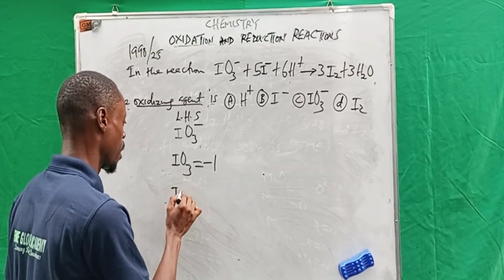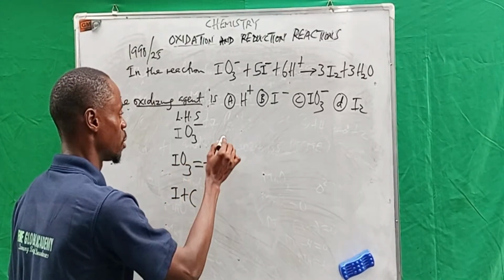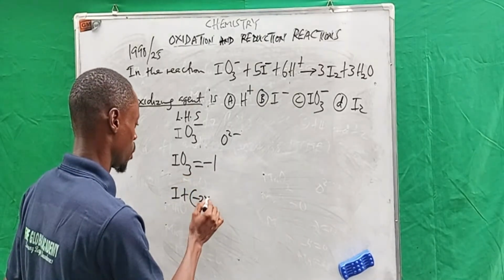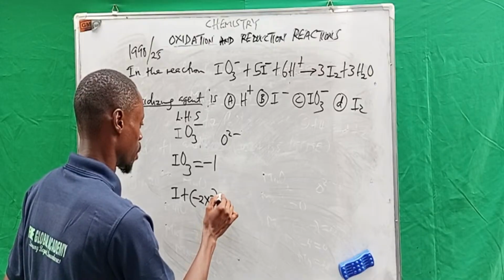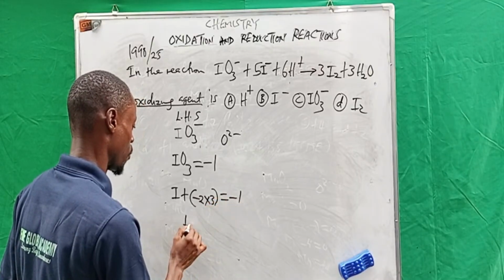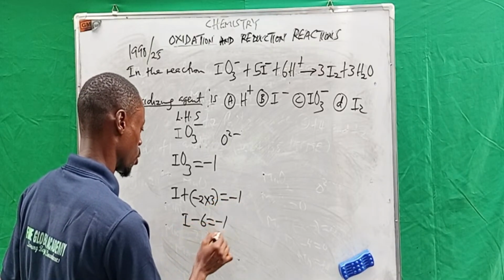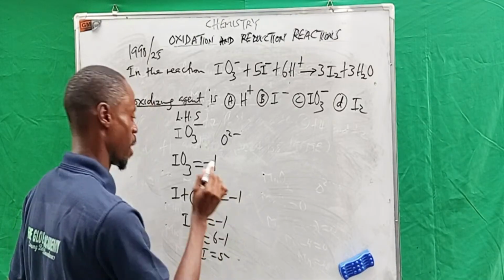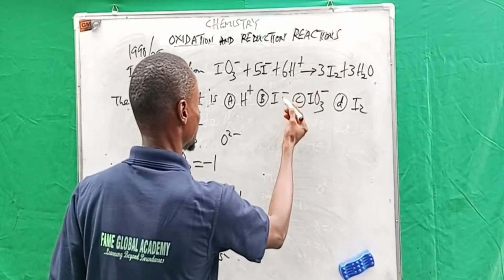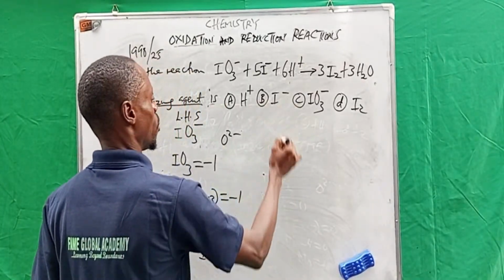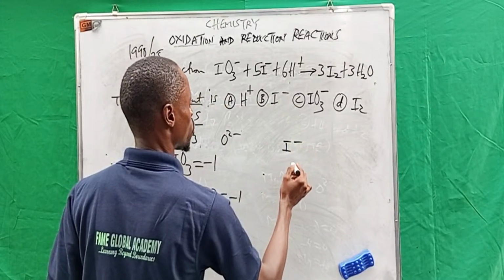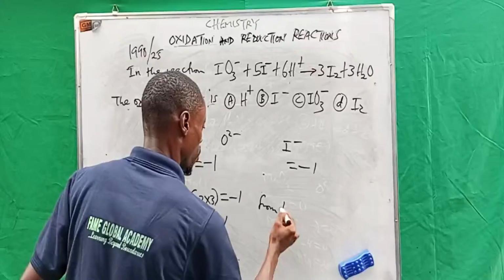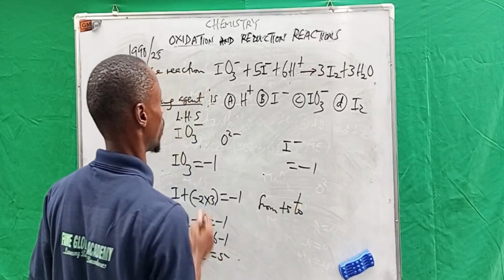Then we have I plus the oxidation number of oxygen, which is minus 2. We have 3 atoms here, multiplied by 3, equal to minus 1. Then we have I minus 6 equal to minus 1. I is equal to 6 minus 1. I is equal to 5. Then let's look at I at our product side here. We have I minus, which is equal to minus 1. From plus 5 to minus 1.